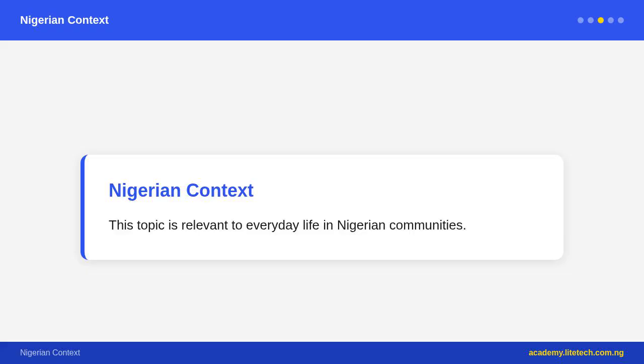CRISPR-Cas9, clustered regularly interspaced short palindromic repeats. A bacterial immune system adapted as a gene editing tool. Doudna and Charpentier, Nobel Prize 2020, more precise, cheaper, and easier than earlier gene editing tools, can correct genetic diseases by editing DNA in living cells, used in sickle cell disease trials. In 2023, the FDA approved the first CRISPR therapy, Casgevy, for sickle cell disease and beta thalassemia. This is profoundly significant for Nigeria, which has the world's highest burden of sickle cell disease.